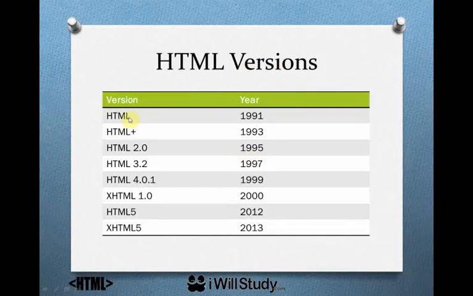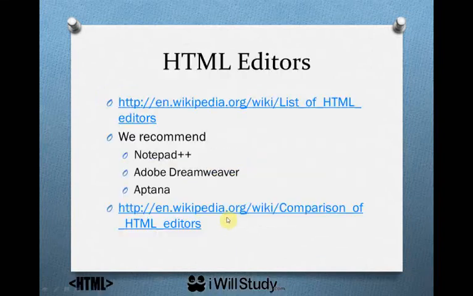These are the basic versions of HTML. It started in 1991 and we used to call it HTML. The next important version was in 1999, which we used to call HTML4. Then there was XHTML in the year 2000, and now in 2012 and 13 we see HTML5 and XHTML5.